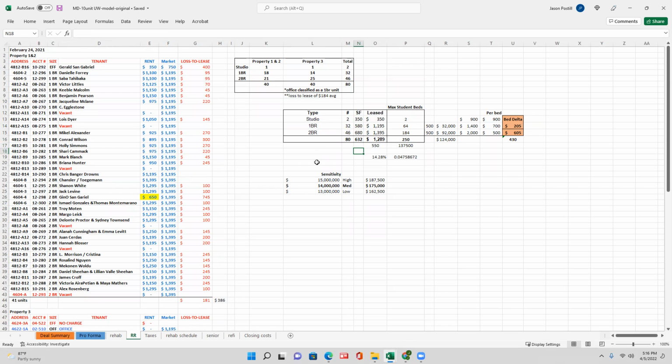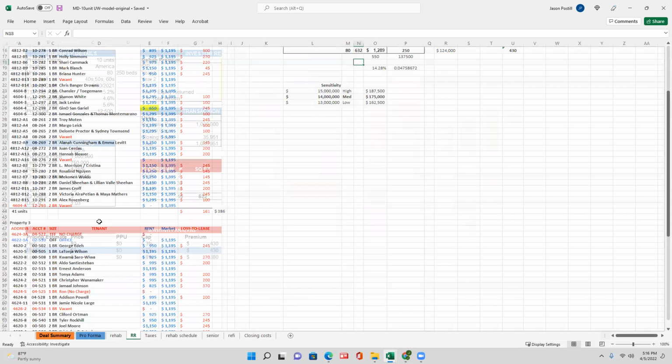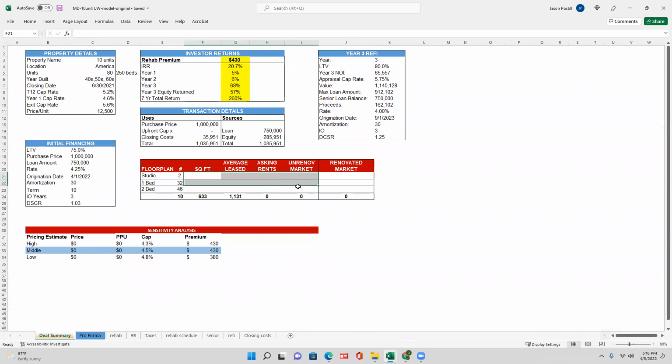You can manipulate the spreadsheet a million ways. And then after the refi, what does that debt piece look like? But that's a good start.